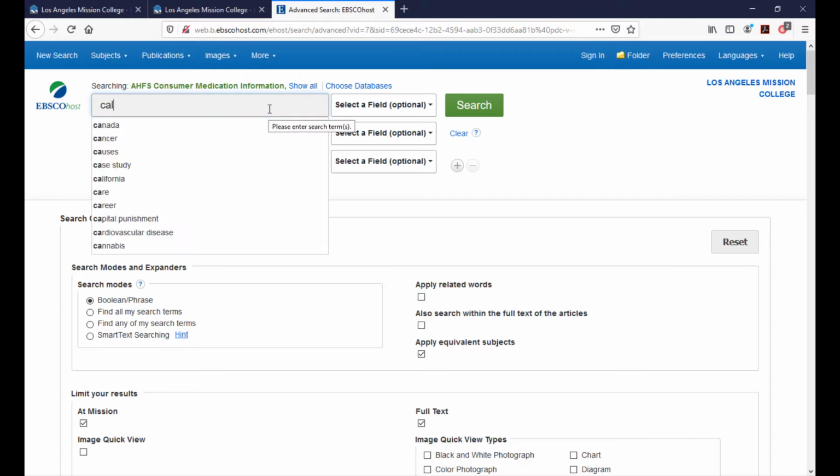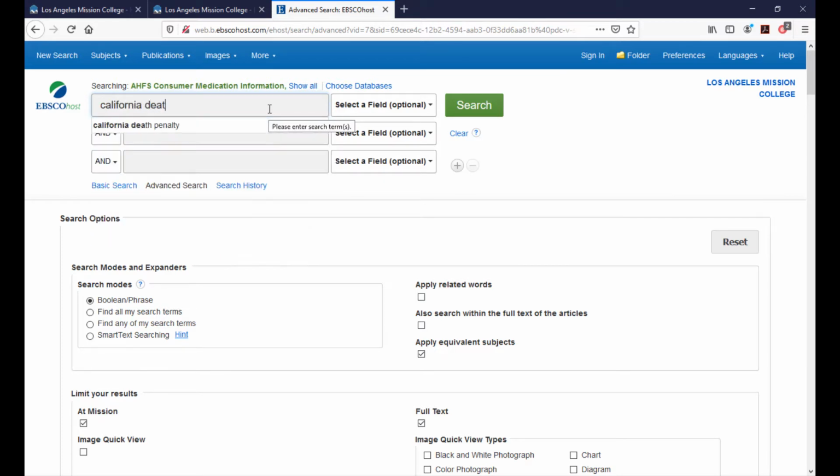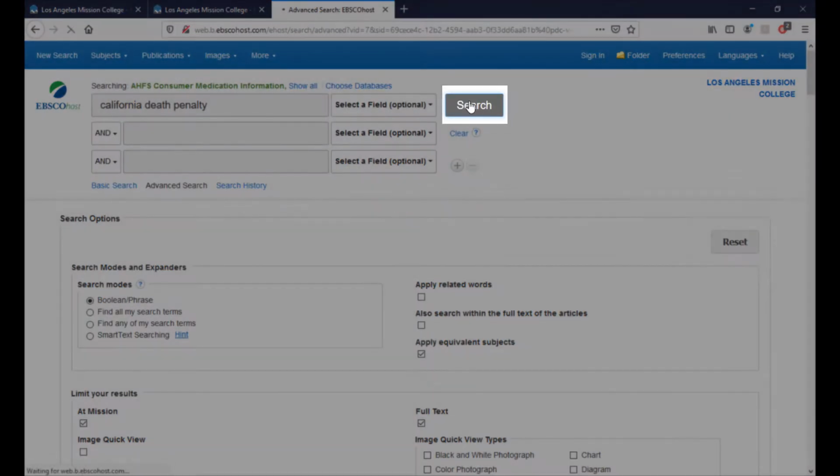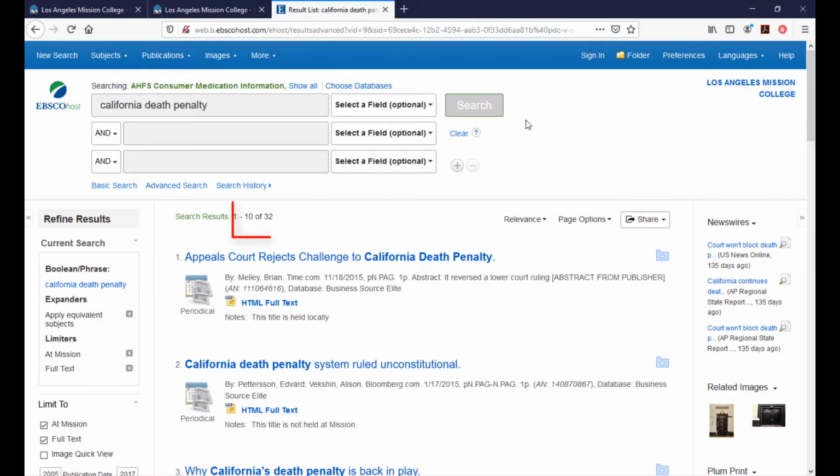For example, California death penalty will only match on articles that have that phrase or the words right next to each other. Note the number of results.